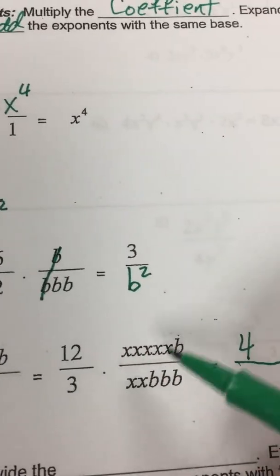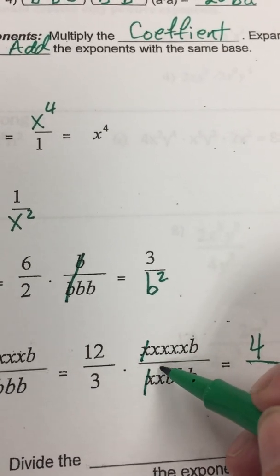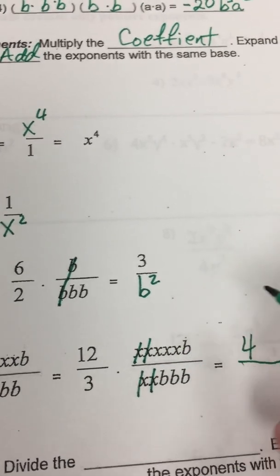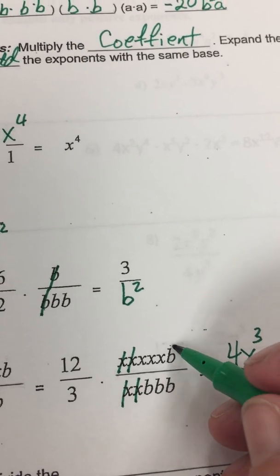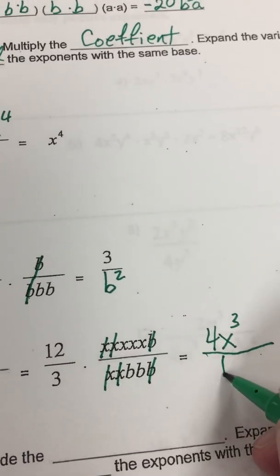X to the 5th means I have 5 x's on top and 1 b, 2 x's and 3 b's on bottom. So here it is again over here, so we can cancel out. A single x on top, single x on bottom, single on bottom, single on top. So 2 canceled out. How many are left over? 3 x's on top. Now I have a b on top and a single b on bottom cancel out. So how many b's are left over? 2, and they are on bottom.